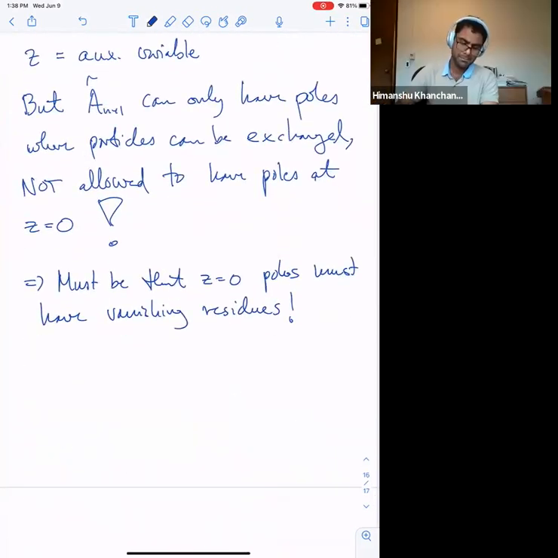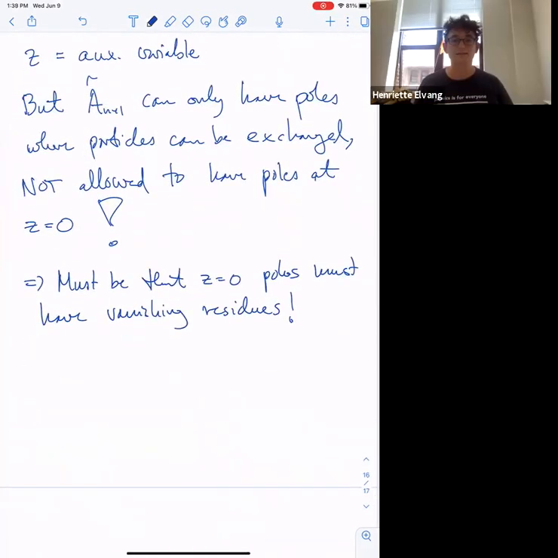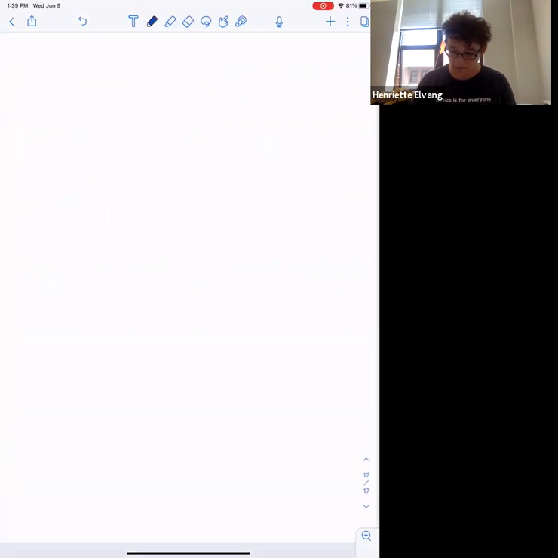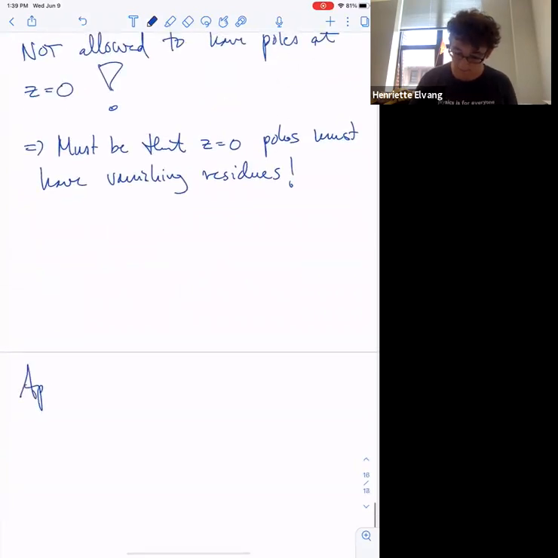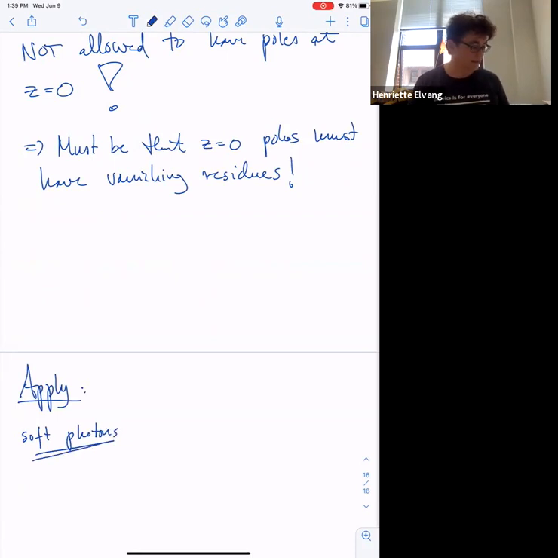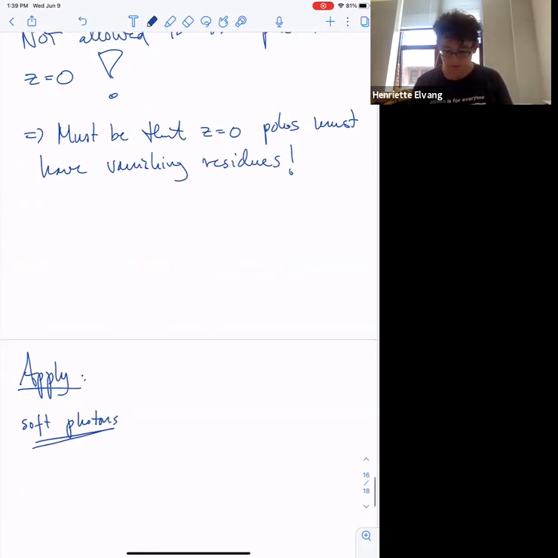Okay, so let's try to see what we get out of this. These fancy foundational statements I made in the beginning, like gravity and the equivalence principle, will come out exactly of the requirement that these residues at C equals 0 vanish. So it gives a very fundamental result. Okay, so let's now apply the story. We'll start with soft photons.